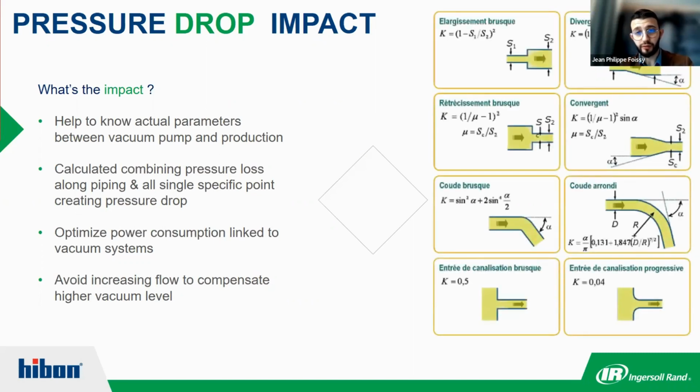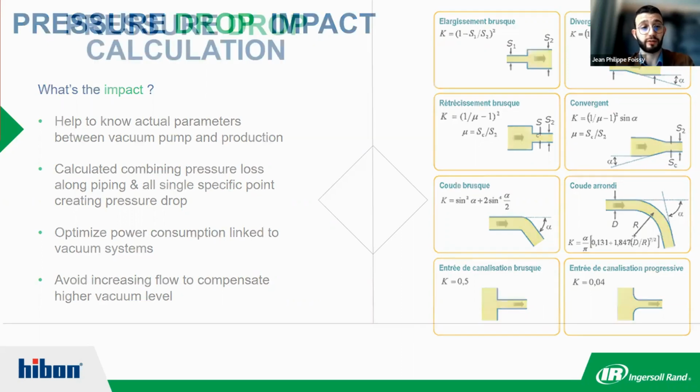Here you have, sorry for the French part, the formulas for different kinds of single specific points, depending on whether it's a reduction, silencer, turn, more or less aggressive turn, this kind of stuff. That will help us to estimate if the piping today is good or not. And that's really important. That will also optimize the power consumption linked to the vacuum system, and obviously avoid increasing the flow to compensate the higher vacuum level.